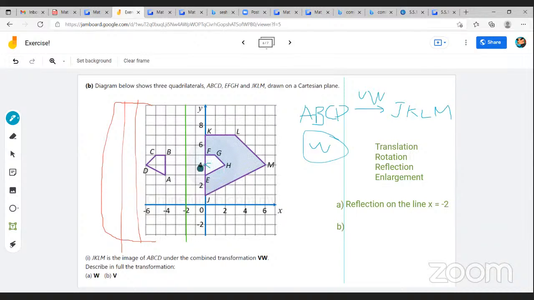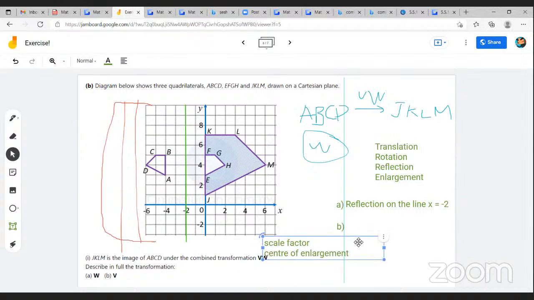So since we have to enlarge it, what are the two things we need to know for enlargement? The scale factor, correct. And the center of enlargement, correct. So we have to find these two things. So how do we find the center of enlargement?